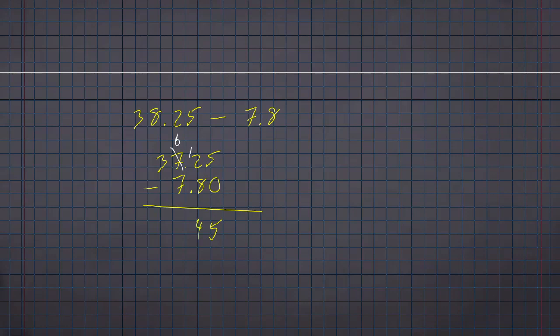6 minus 7, again, doesn't quite work, so I have to borrow. 16 minus 7 is 9. 2 minus nothing is 2. Decimal point drops straight down. I get 29.45, 29 and 45 hundredths.